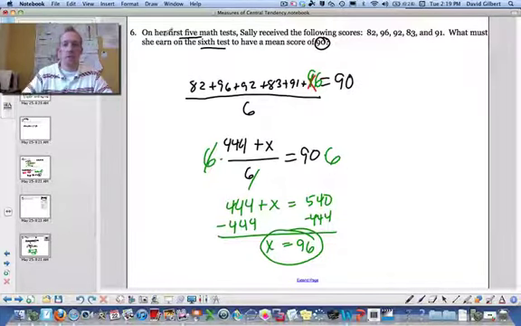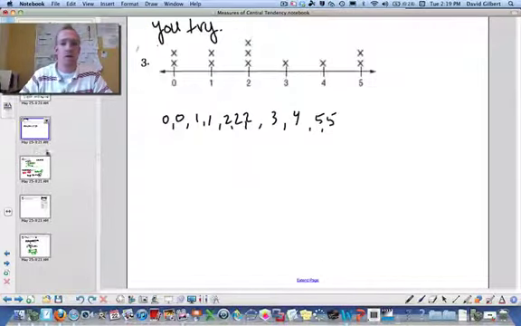Alright, so this is definitely a good one to do. I'm going to have you do one of those in class tomorrow. Here's your first U-try. If you didn't look at it, here's your second U-try.